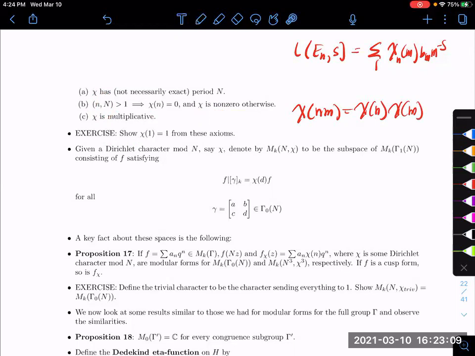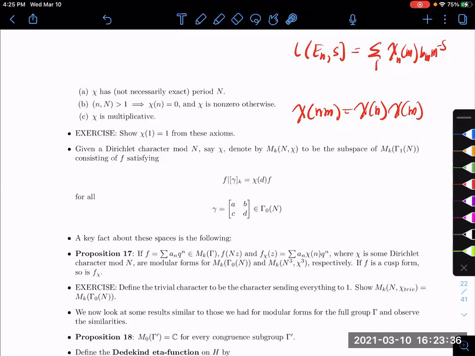And if you want a quick exercise, you can show that for any Dirichlet character mod N, chi of 1 has to be 1. That's used so much that you almost want to add it to this list of properties here. But since you can derive it from the other ones, that's not the proper thing to do, of course. And so these are the characters we're going to be focusing on, these Dirichlet characters mod N for some N.